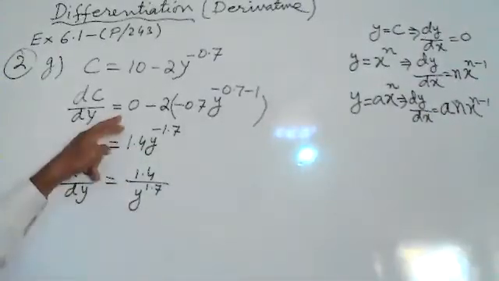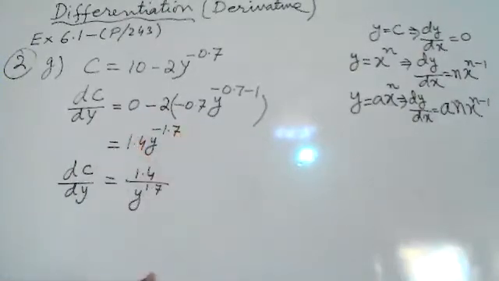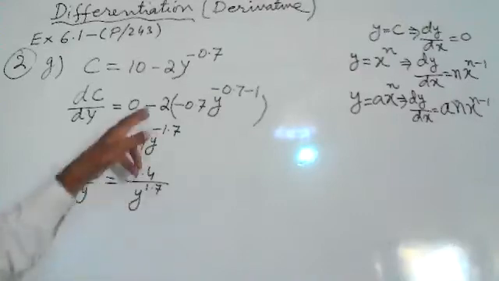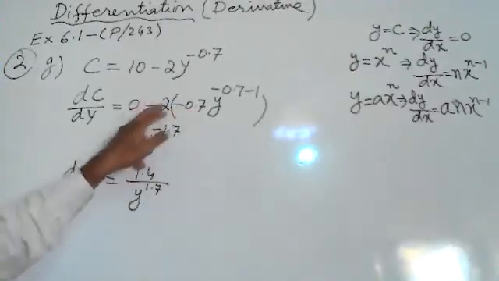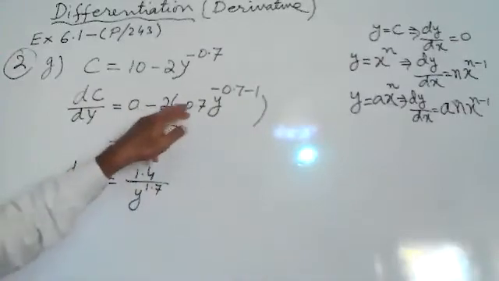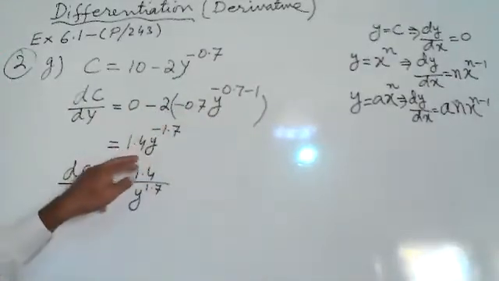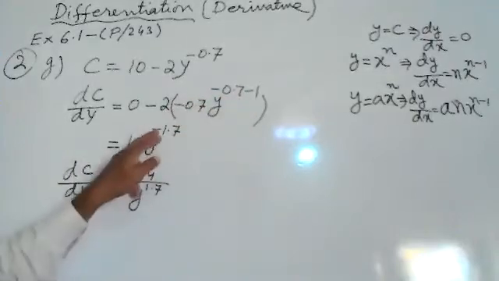So the 0 is finished. If 0 is added or subtracted from anything, that number will remain as it is. That term will remain as it is. Minus 2 is being multiplied by minus 0.7, minus minus becomes plus. 2 into 0.7 will become 1.4. 1.4 into y raised to power minus 0.7 minus 1, it will become minus 1.7.